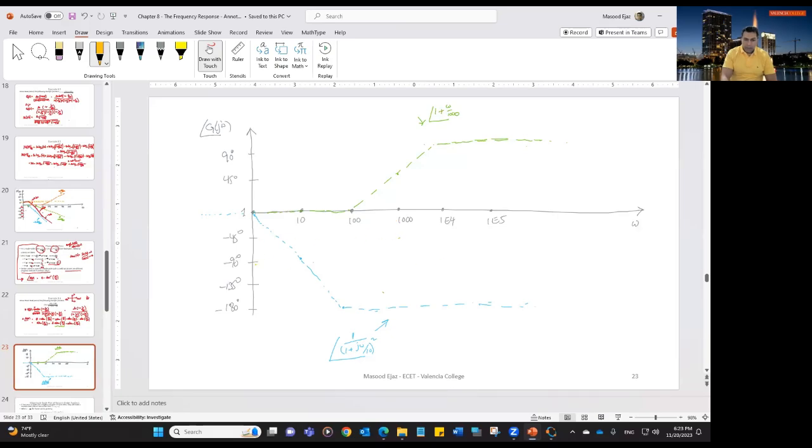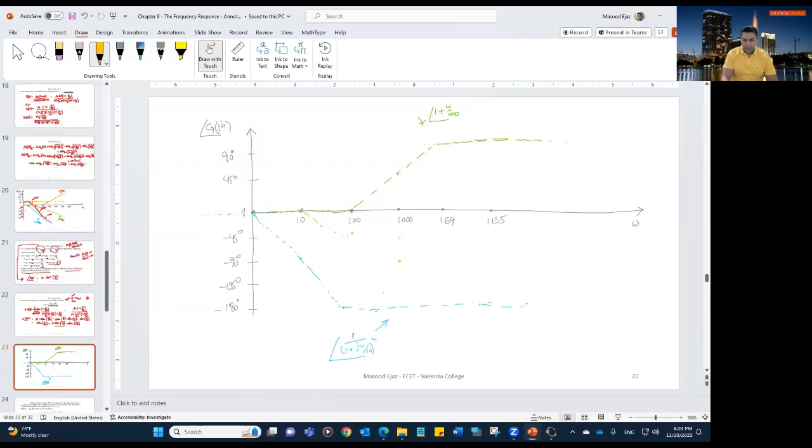And then at 10,000 it's going to be 90 degrees. Wait a minute, it's going to be 10, sorry. So up to 10 is going to be 0. At 1000 is going to be negative 90 degrees. And at 100 it's going to be negative 45 degrees.